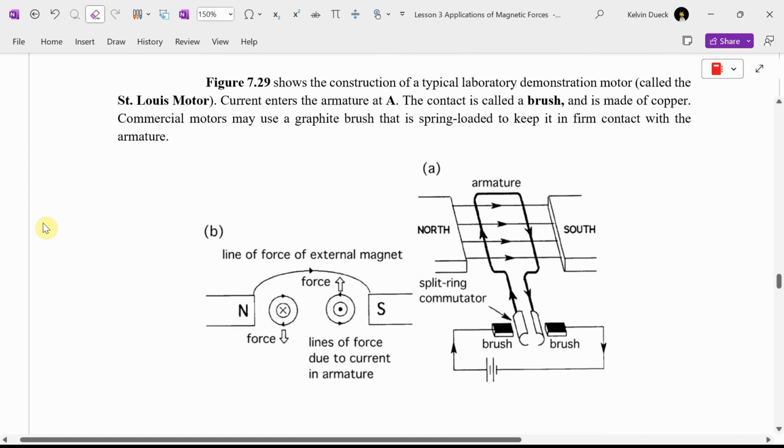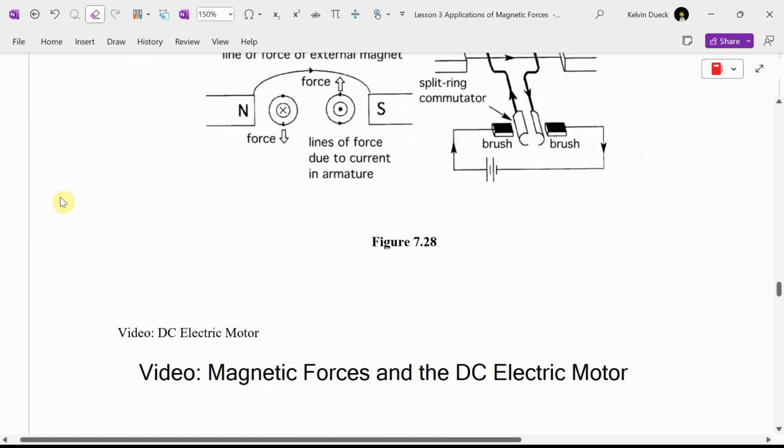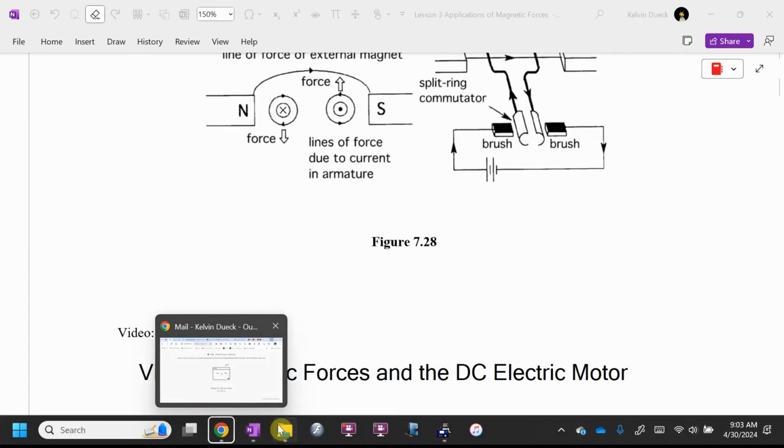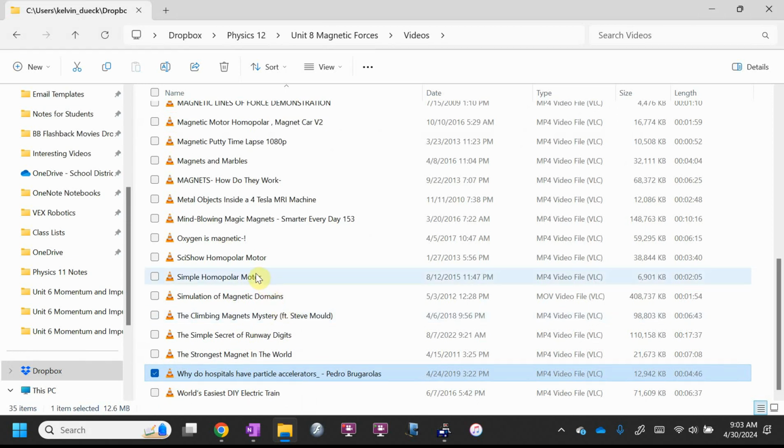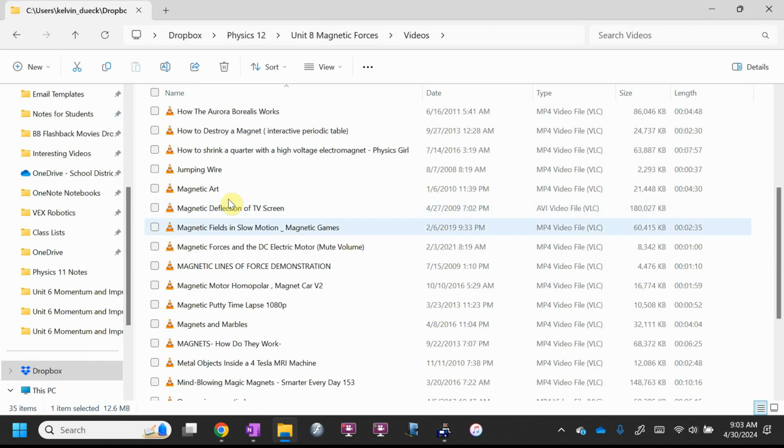I have a lovely animation. It should say, yeah, here it is. Video, magnetic forces and the DC motor. Mute the volume for now. So here's a nice example. I'll pause it several times, and then I'll show you the real thing.